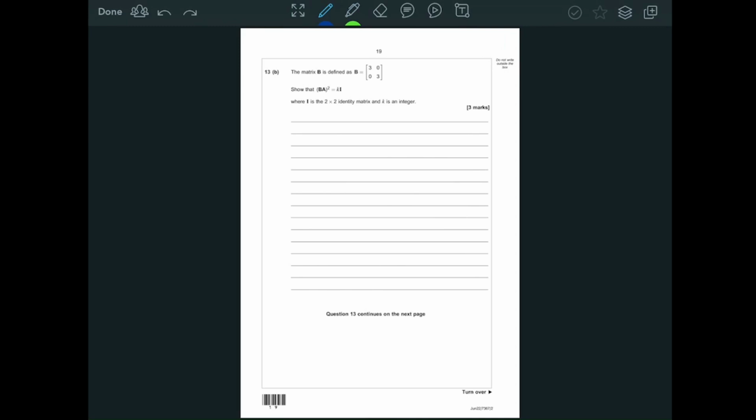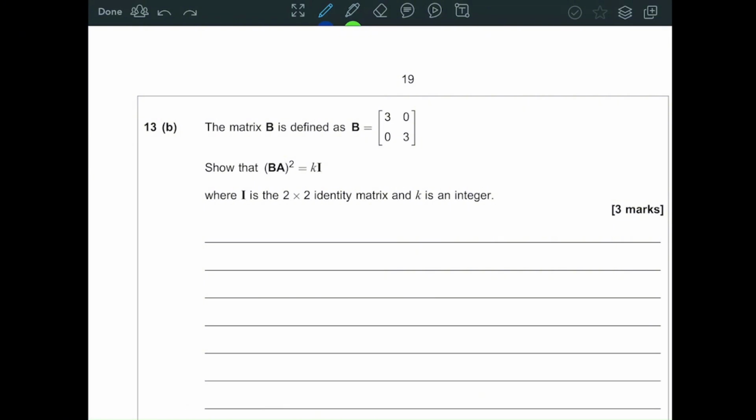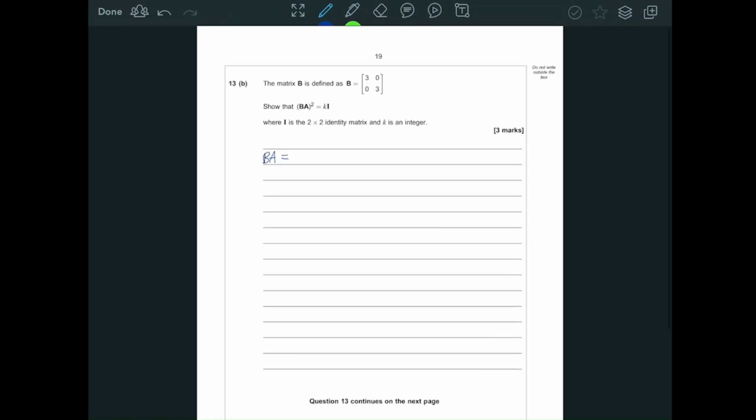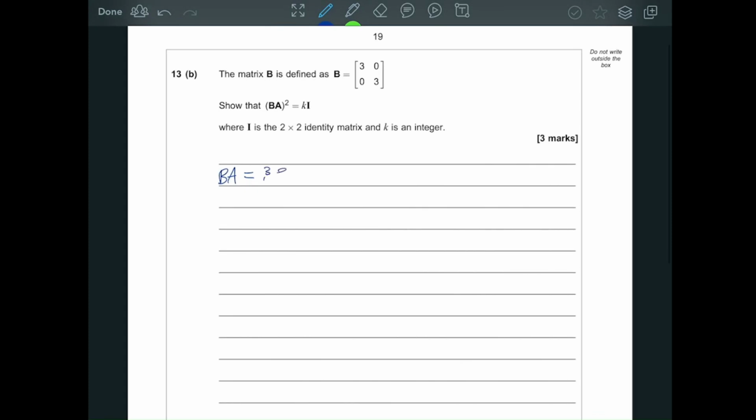Part B. The matrix B is defined as that. Show BA squared equals a multiple of the identity matrix. Okay, so let's calculate some stuff. Let's work out BA as 3003 times by, and I don't really like using the huge horrible form that we have before, but let's do it.